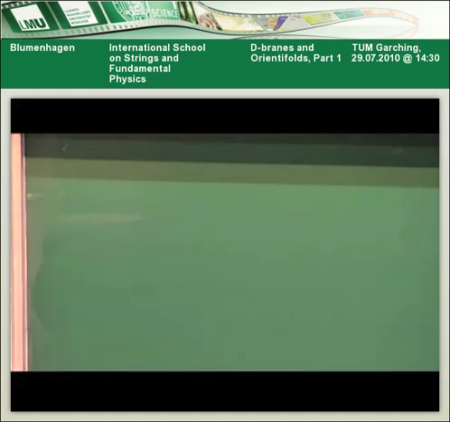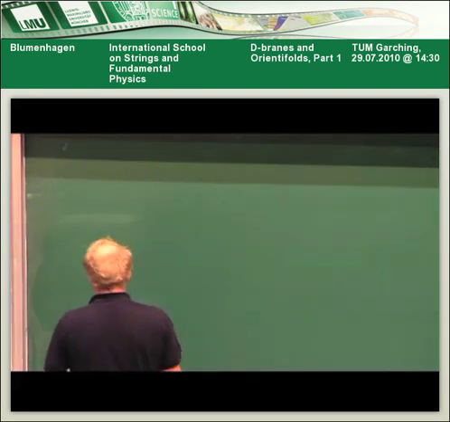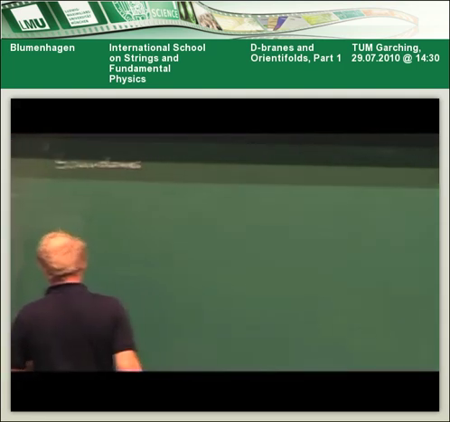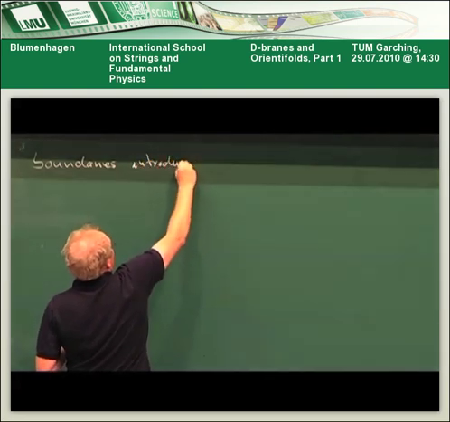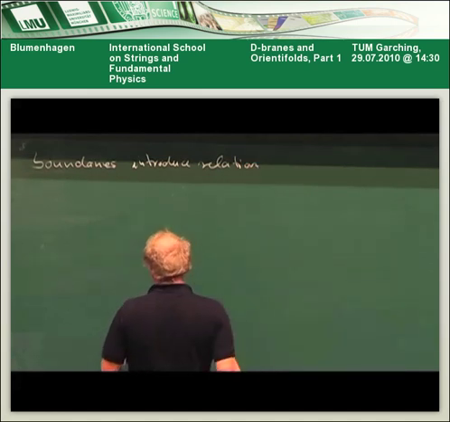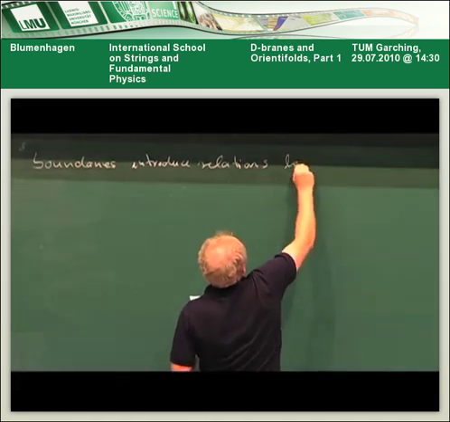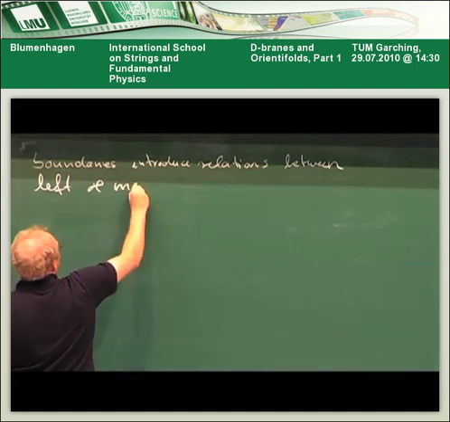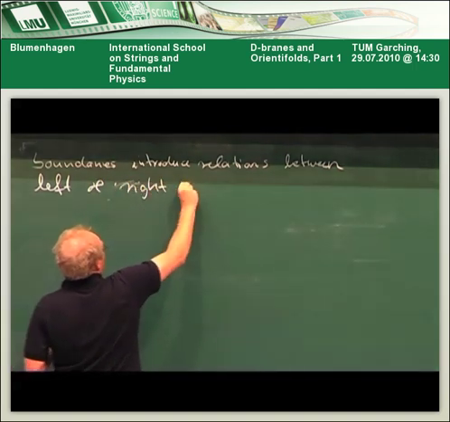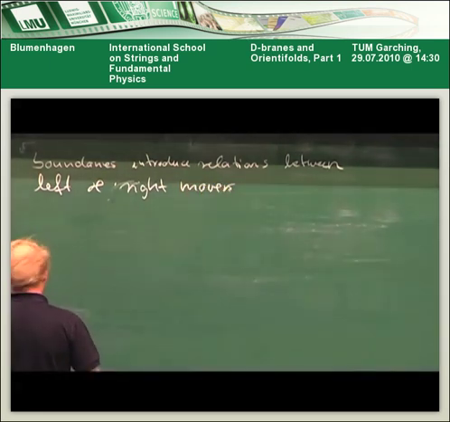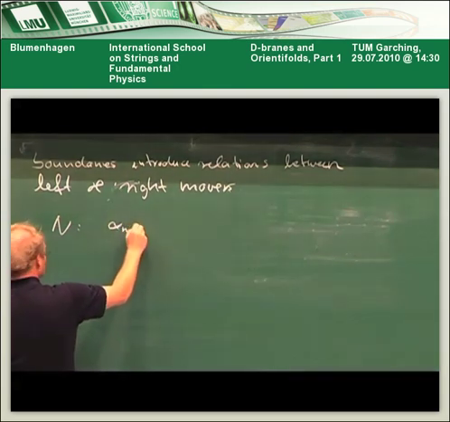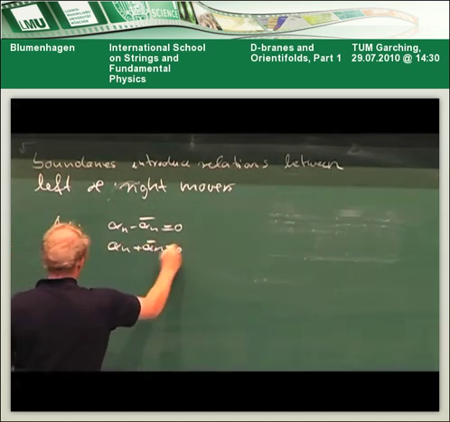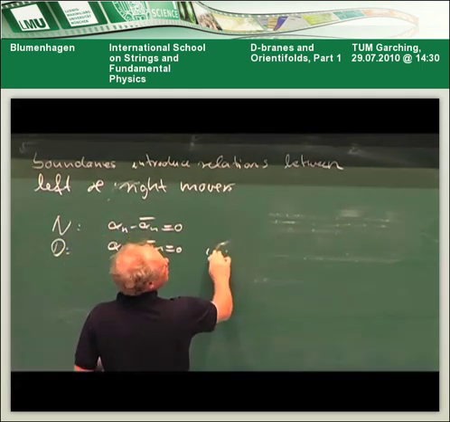Okay, so let's continue. Recall what we have found: boundary conditions introduce relations between the right and the left movers. Relations between left and right. And for Neumann, we have alpha n minus alpha n bar equals 0, and for Dirichlet, just the other sign. And no momentum. How did I call it? P, no?